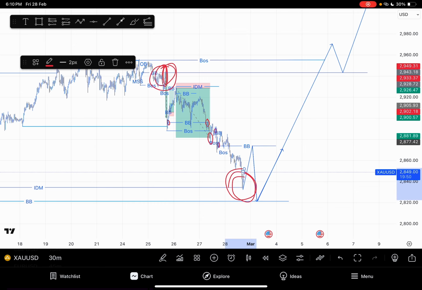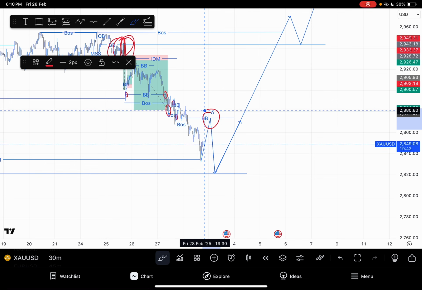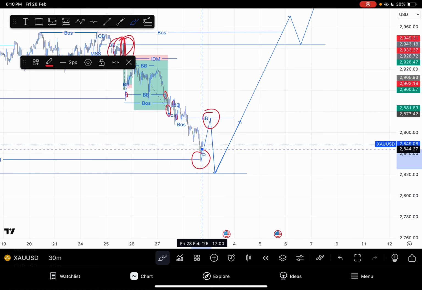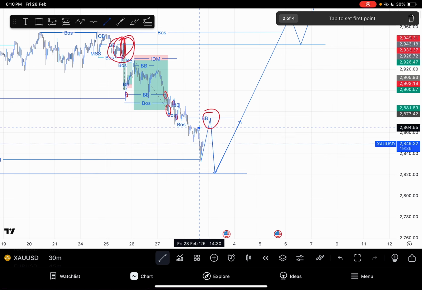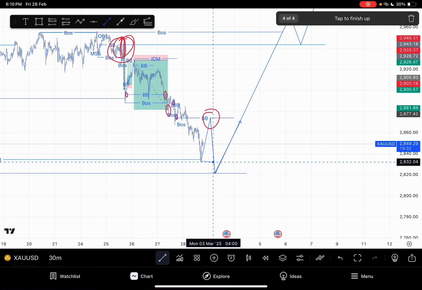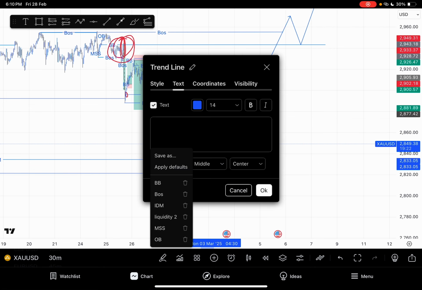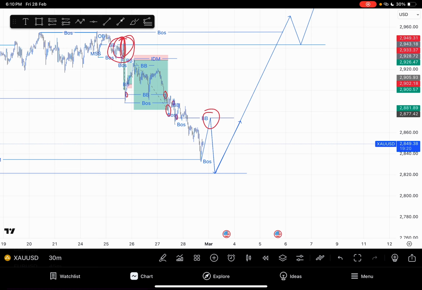So now if price moves from this breaker block, taking out this previous low, then when you open the chart next week, this previous low will be the next break of structure, the final break of structure. That's if price moves from this point down, it will be the final break of structure.